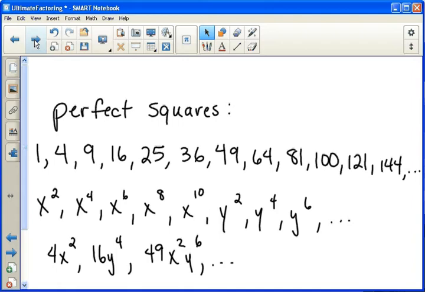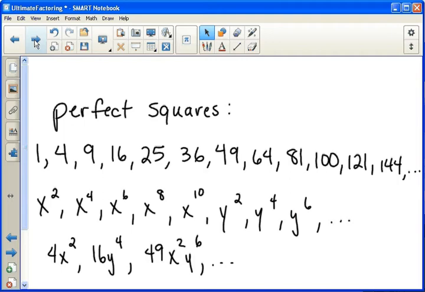Now the last line shows you that these can be combined. So sometimes you may have a number that's a perfect square like 4 combined with a variable that's a perfect square like x squared. Same with 16y to the fourth. Both the 16 and the y to the fourth are perfect squares, so that means they as a whole are also a perfect square. Same with the final one there, 49x squared y to the sixth. Each of those individually is a perfect square, 49, x squared, and y to the sixth. That means you can take the square root of all that and it all comes out very clean and even and whole.